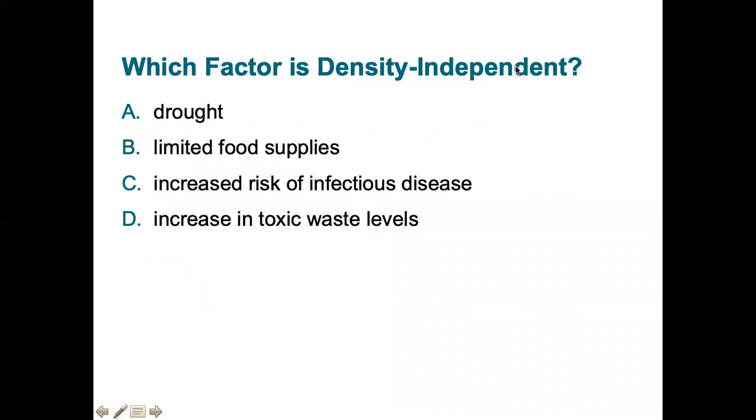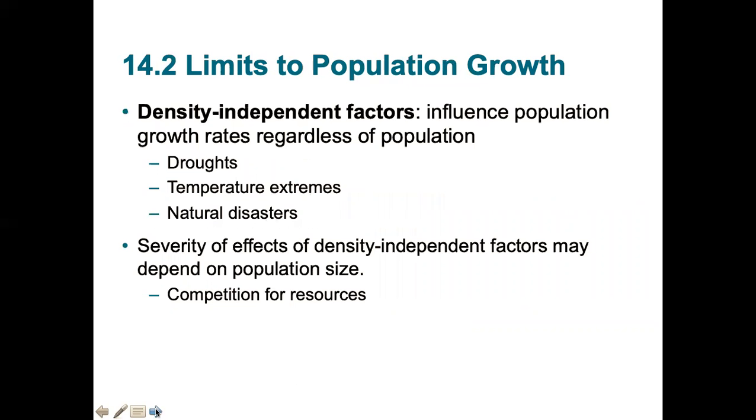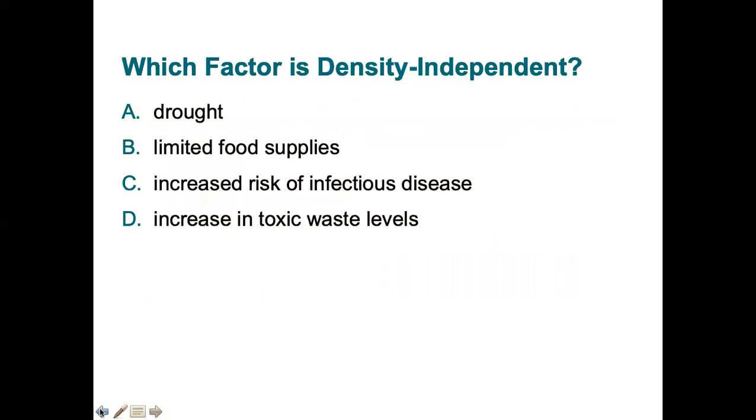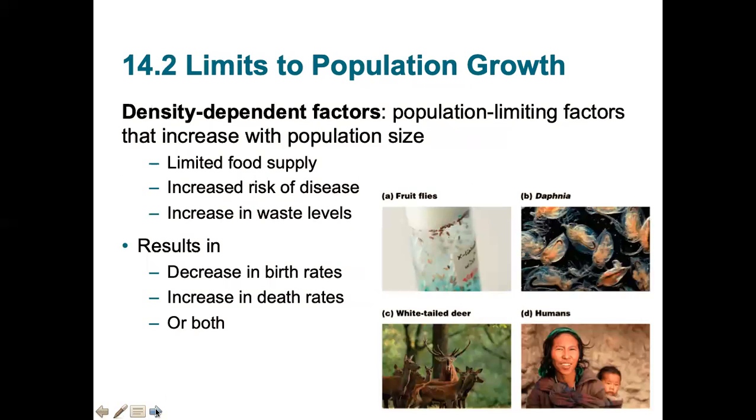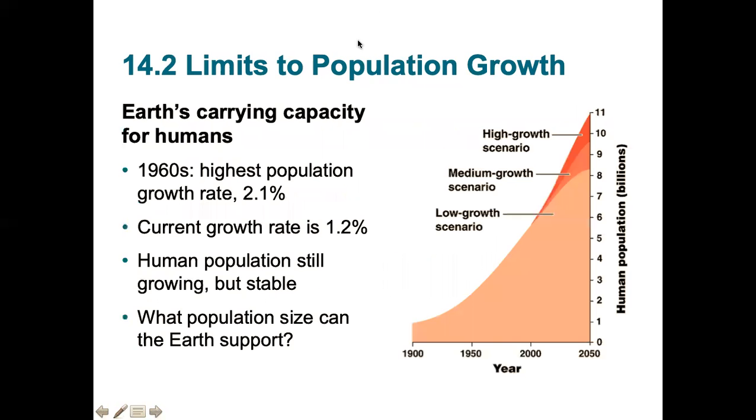Which factor would be density independent then? It doesn't matter how many there are, this factor would still affect the population. It would be drought, yeah, drought. Other density independent factors include temperature extremes and natural disasters. And what happens is when these things happen, then competition for resources increases, and that's going to affect the population. That then becomes limited food supply, right? Or other resources.